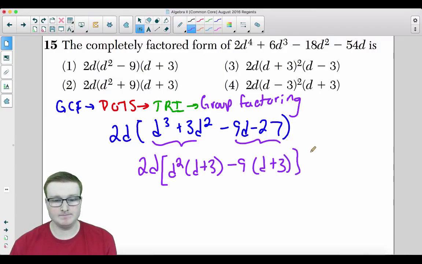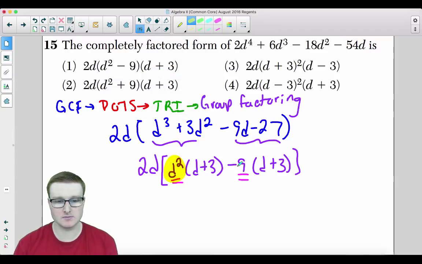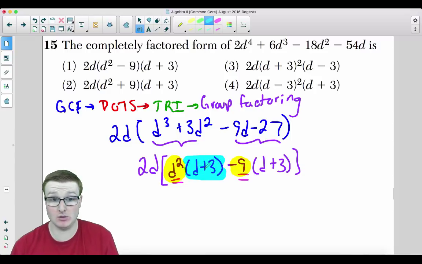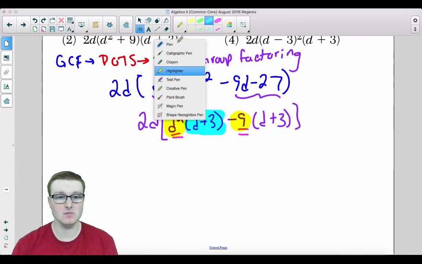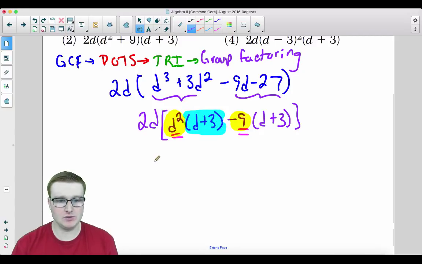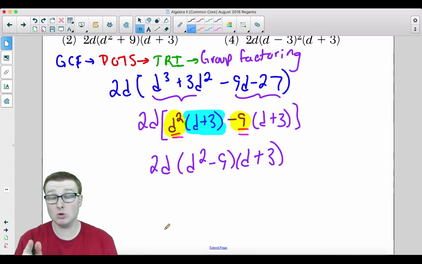So now what we're going to do is combine these over here. When we group factor, we combine this and this, and we only take one of these. We don't write 2 of them. We only write one of them. So we get 2d, d squared minus 9, d plus 3. We're almost there. This is not factored completely yet.